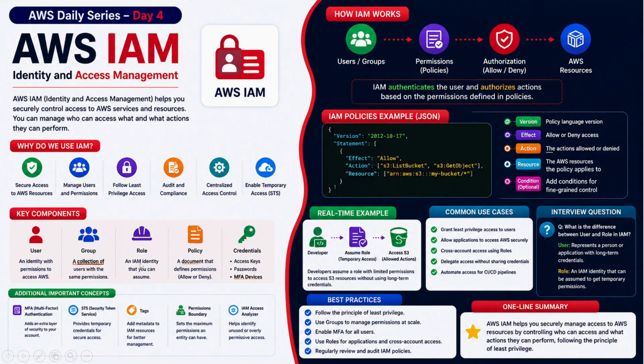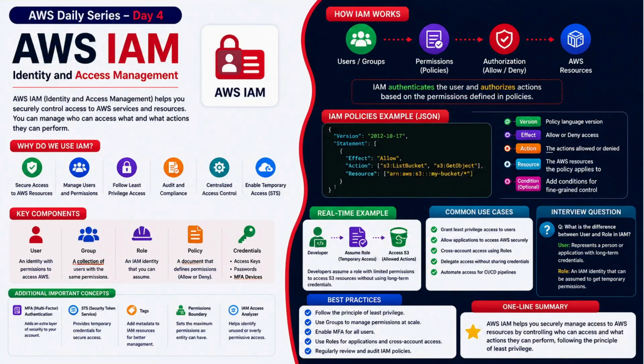Now, let's talk about roles. A role is a special IAM identity that provides temporary access. Unlike users, roles do not have permanent credentials. For example, suppose an EC2 instance needs access to files stored in Amazon S3. So instead of storing access keys inside the server, we can attach IAM roles to that EC2 instance. That role provides temporary permissions whenever needed. This is the recommended and most secure approach.